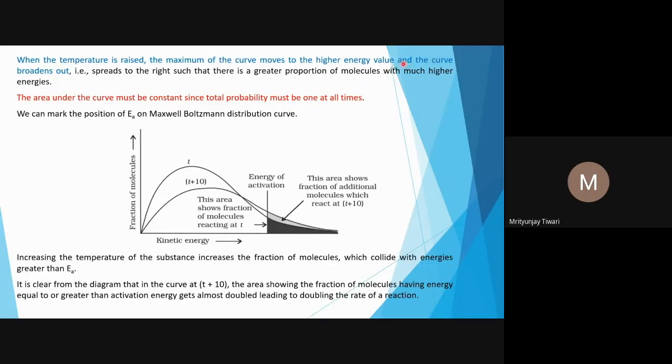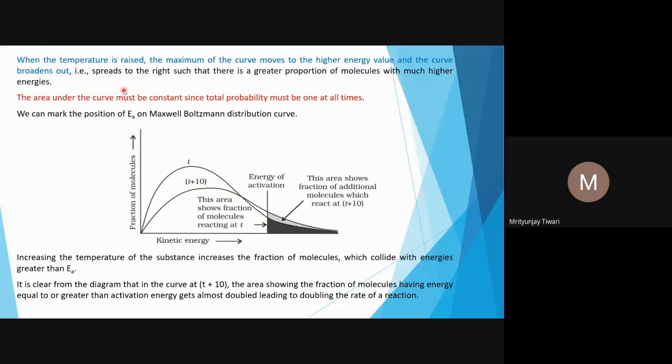Higher kinetic value, and the curve broadens out. If you see this graph, the first one is the graph at temperature T, a small t, and this is the graph at temperature T plus 10 degrees centigrade. When we see T plus 10, meaning 10 degrees higher temperature, the maxima shifts to the right, and this graph also becomes broadened out. So the molecules with higher kinetic energy, their numbers increase.